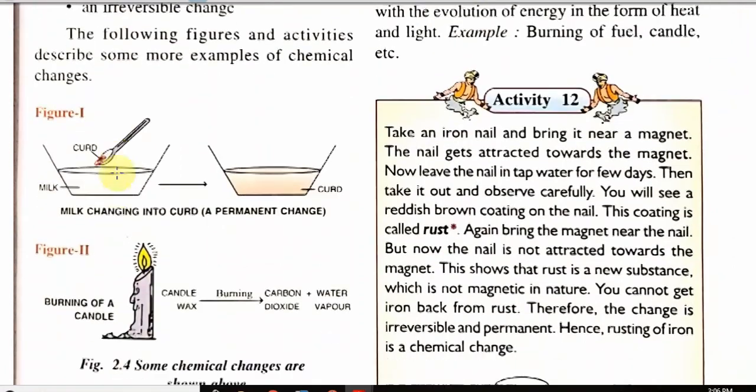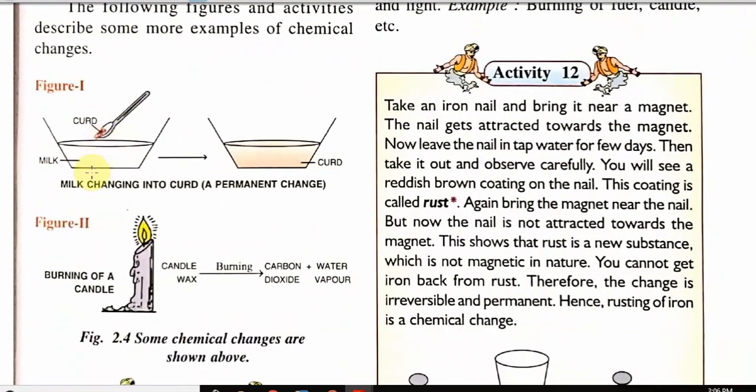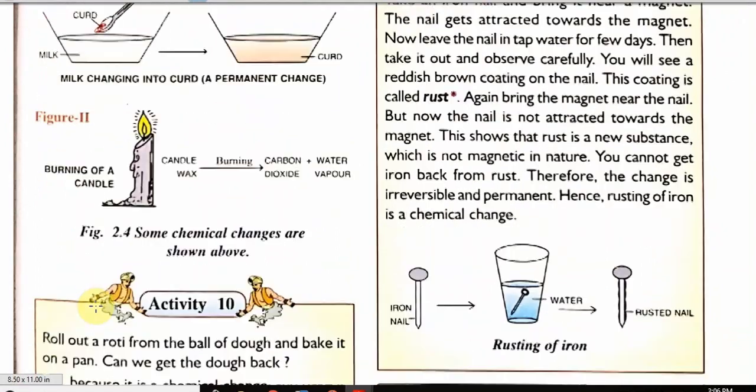Now let us see this figure. Figure 1.1. Milk changing into curd is a permanent change. Similarly, you can see figure number 2. Burning of a candle. When a candle burns, wax is utilized and carbon dioxide and water are formed. Can you get back wax from this carbon dioxide and water? Answer is no.